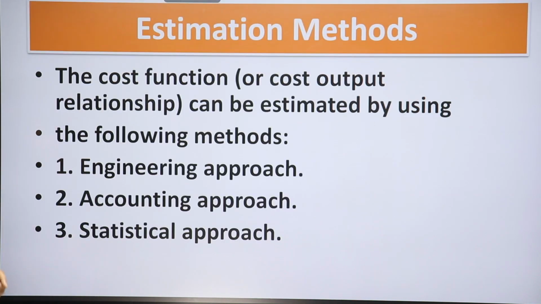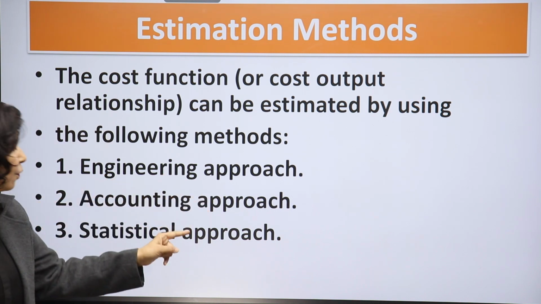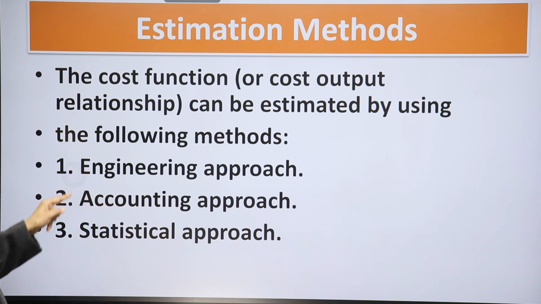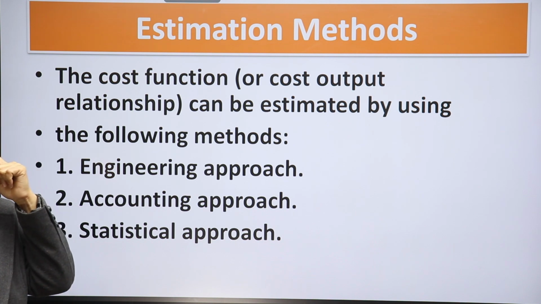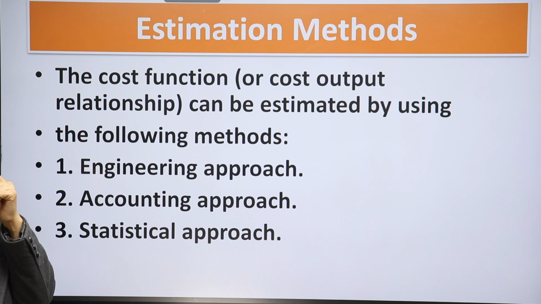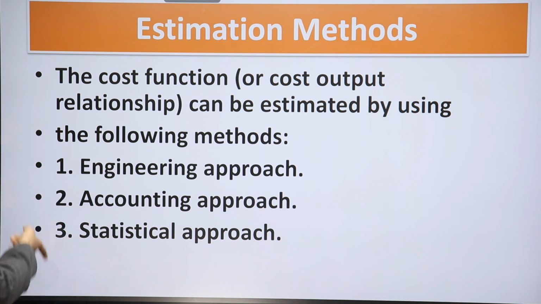Then here, what are the methods of cost estimation? Number 1, engineering approach. Number 2 is accounting approach, and number 3 is statistical approach. So the code may be EAS. You remember EAS: E for engineering, A for accounting, and S for statistical approach. EAS you may remember, and 3 methods are there.